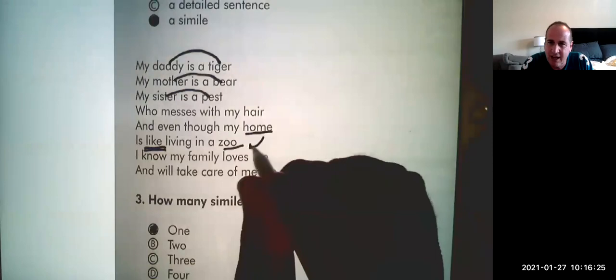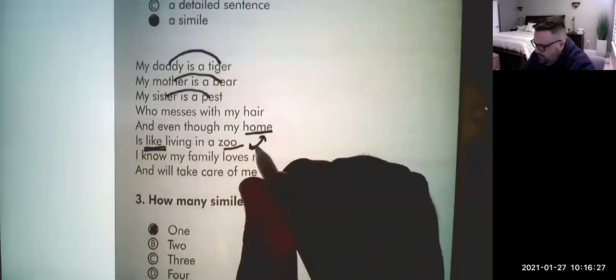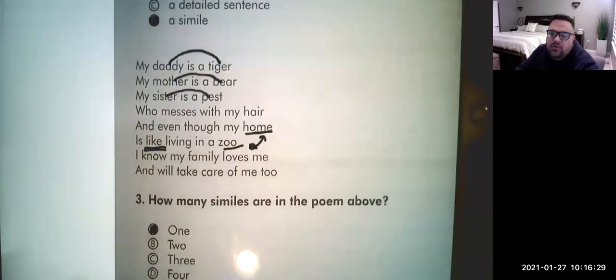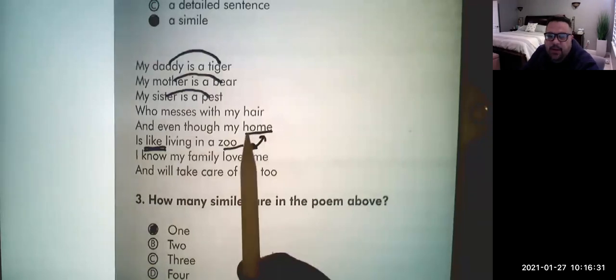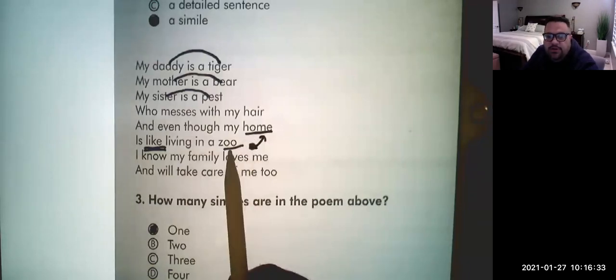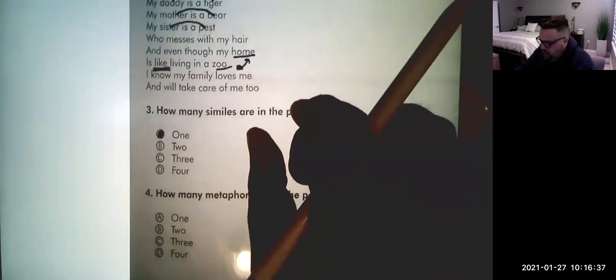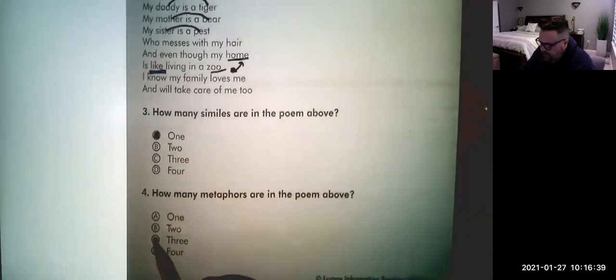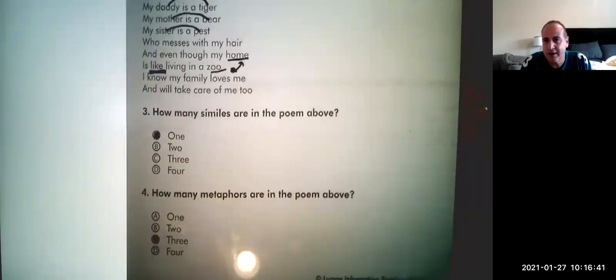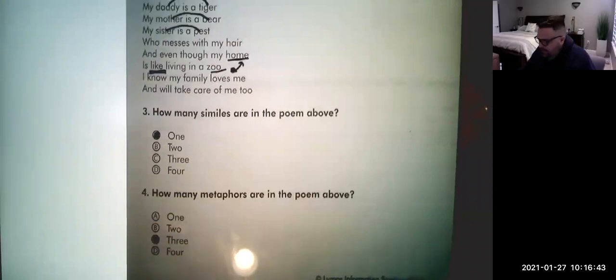Do you agree with that, Mr. Conklin? Yeah, you got to remember, for it to be a metaphor, they got to be totally crazy, like they don't make sense. But a home is the home for her, and a zoo is the home for animals. So they're both homes. So you can't count that one. So you guys should have got C, 3, for number 4. Make sure you're jotting these down as we go.